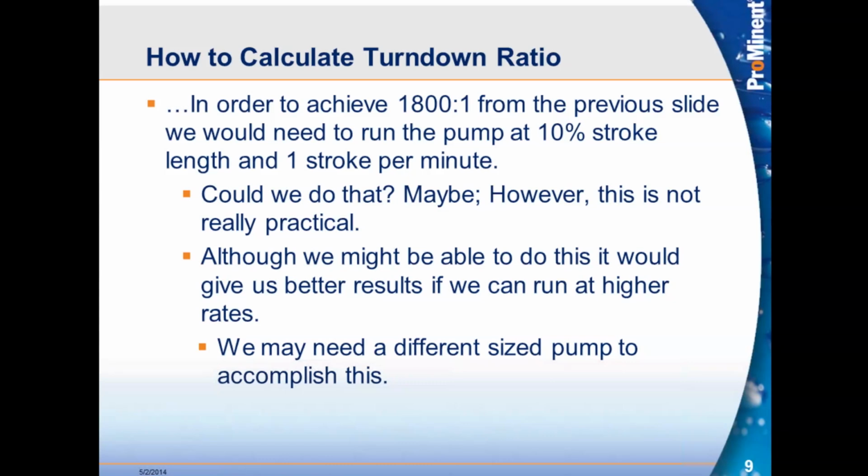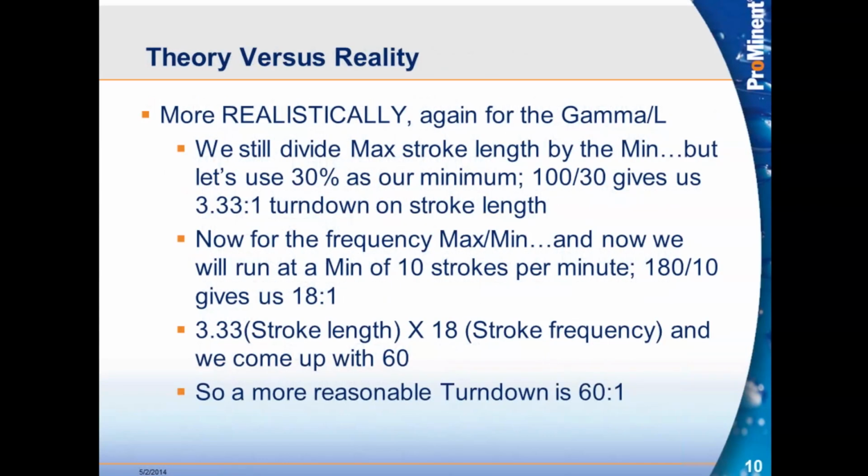We usually say that 30% is the minimum that you should turn down the pump. So more realistically, you would divide the maximum, again, is 100% stroke length, divided by 30%. That gives us a turn down on the stroke length of 3.33 to 1.